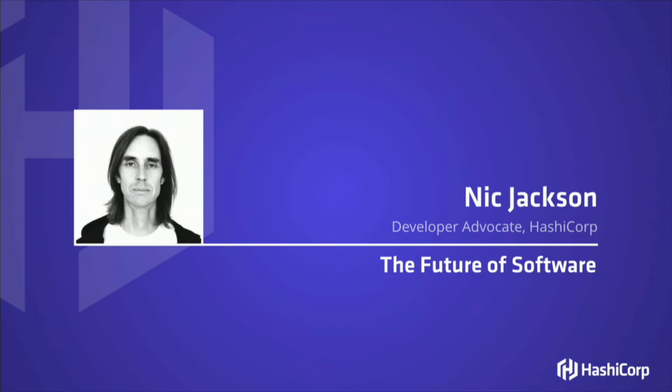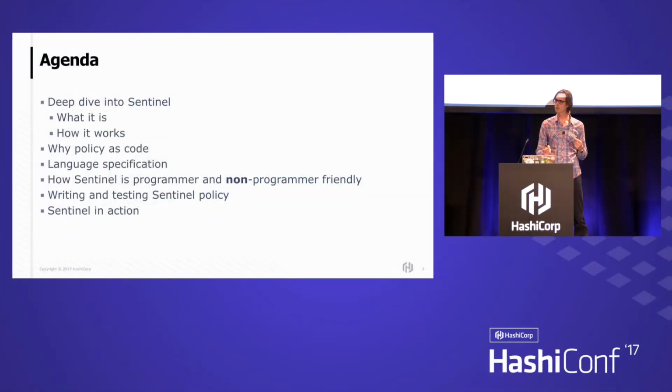In this session, what we're going to do is take a deep dive into Sentinel. We're going to have a look at what it is, how it works, and some of the rationale behind it when we were designing the language. We're going to look at what policy as code is and why it's really important for us to use it. And we're going to have a look at the language specification and some of the ways that we've tried to make it non-programmer friendly and really accessible.